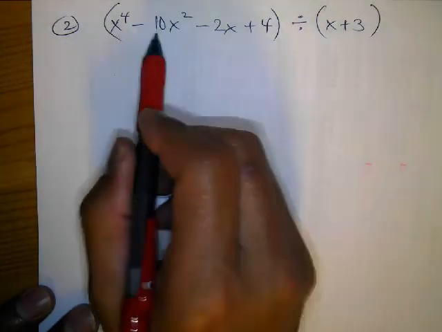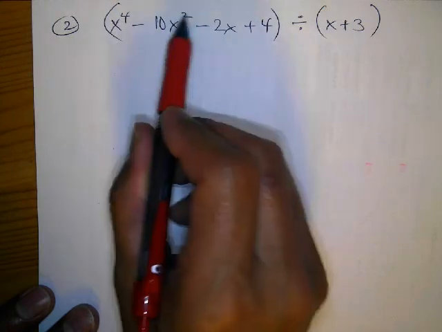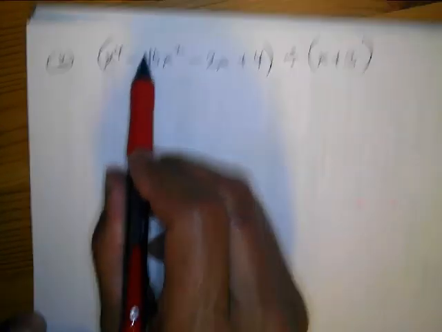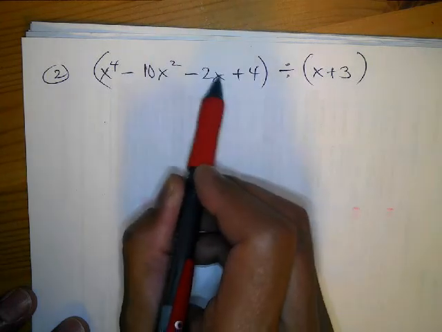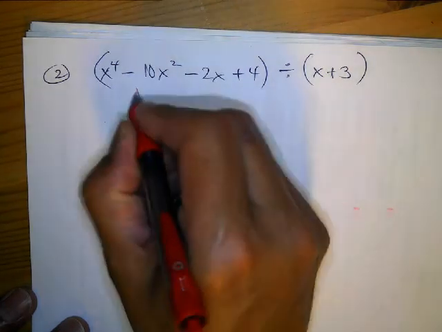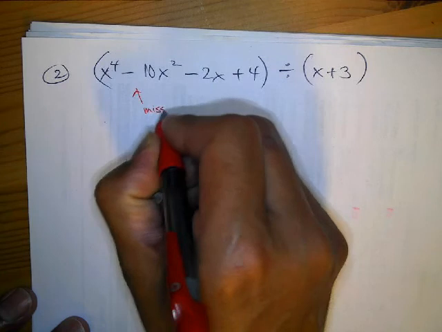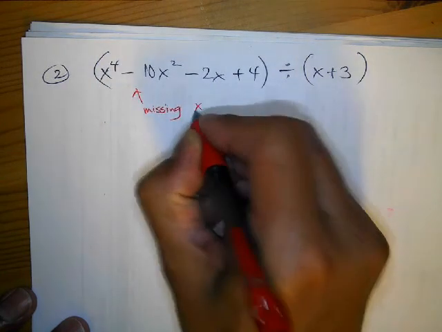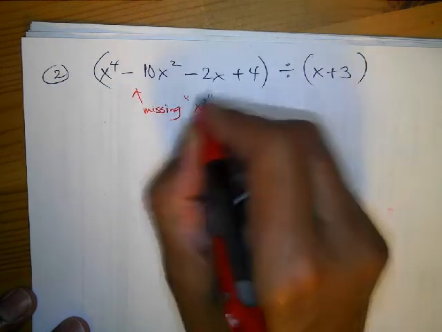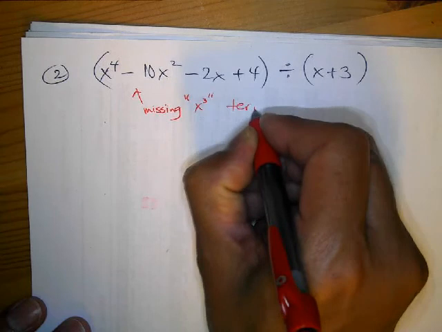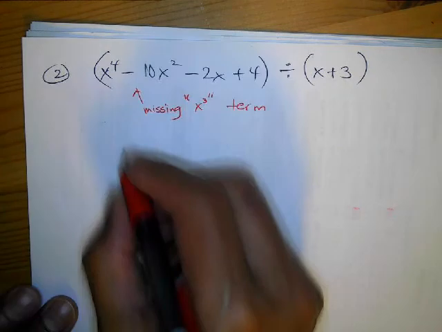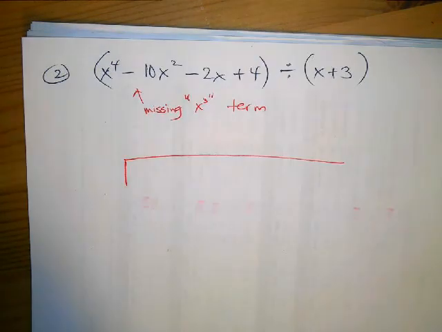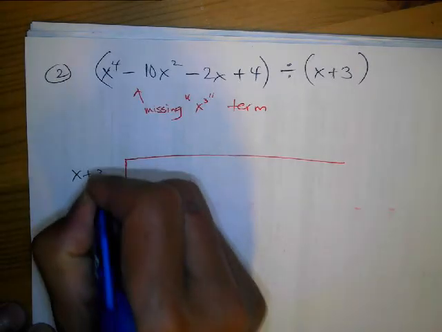Alright, so we look here and we see if there's a missing term. There's a missing term. Which term is missing? x to the 4th. There's no x cubed term. Then it's x to the power of 2, then it's x, or x to the power of 1, and that's a number. So we're missing the x cubed term. So I'm going to go ahead and put a 0 when I set this up for long division.